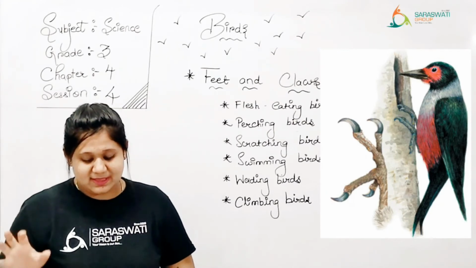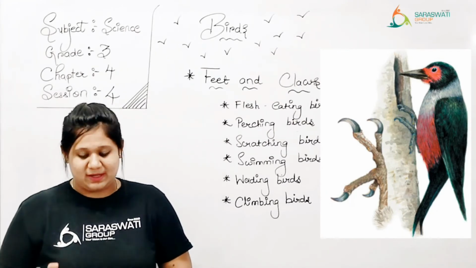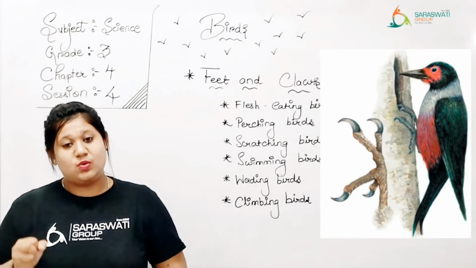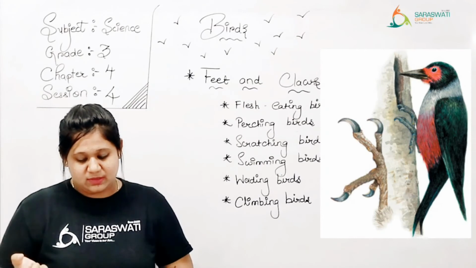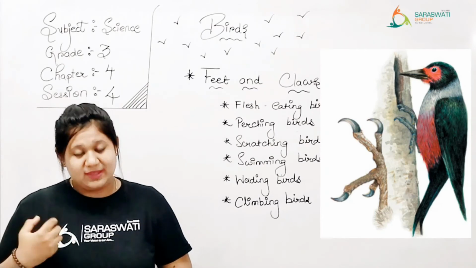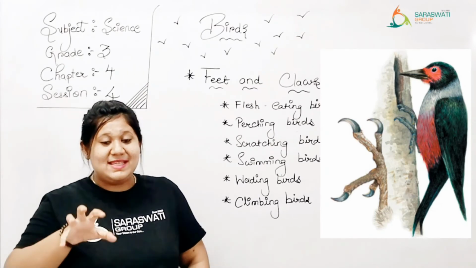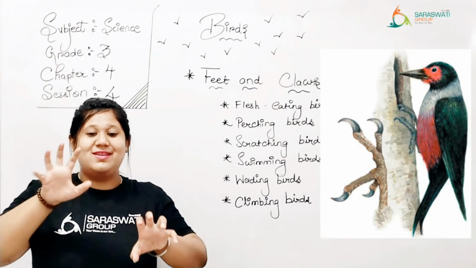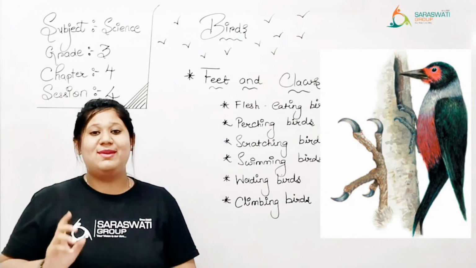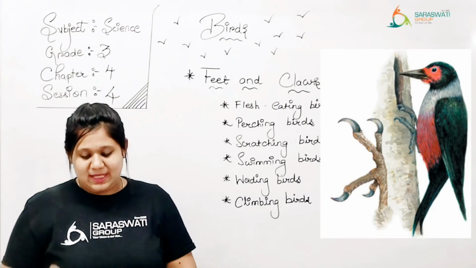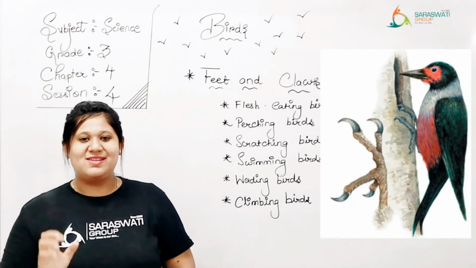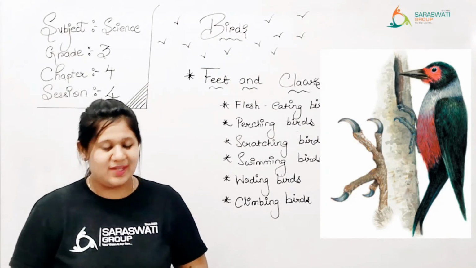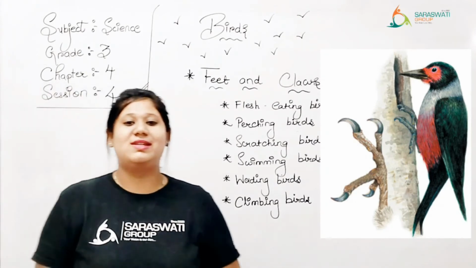So some birds like parrot and woodpecker have that kind of toes, two toes forward and two toes backwards. So with the help of those toes, they easily can climb the trees. So these kind of birds are called climbing birds. Clear, kids? I hope you understood all the things about feet and toes.